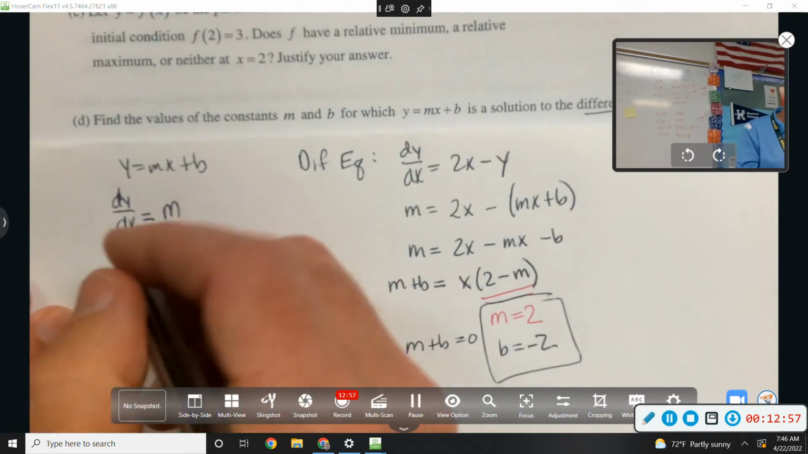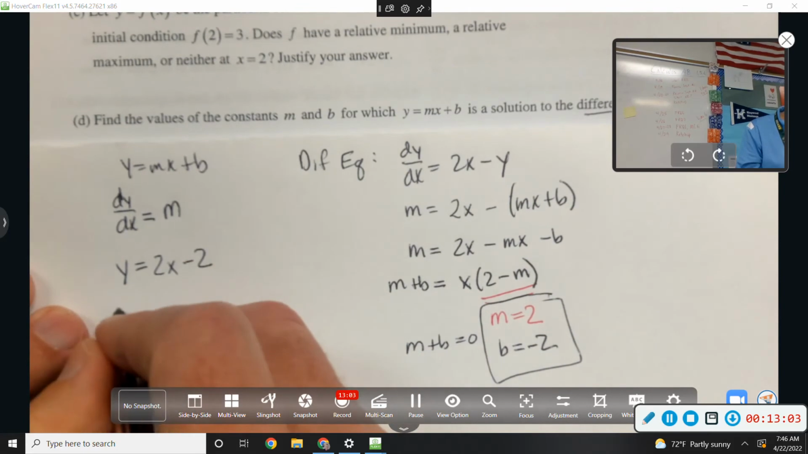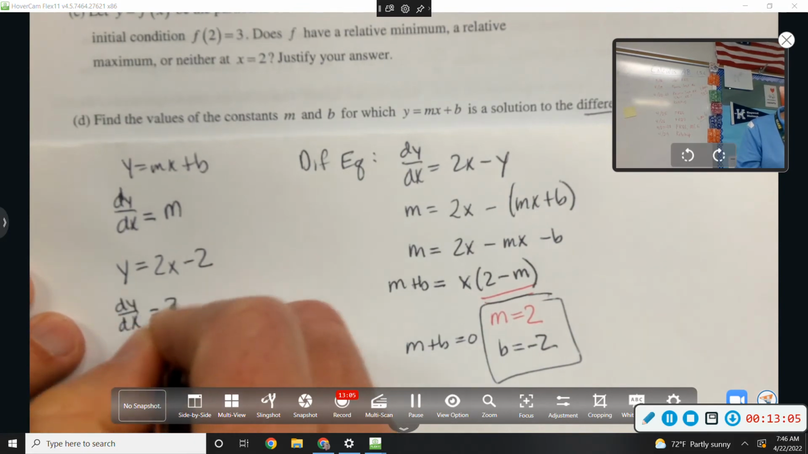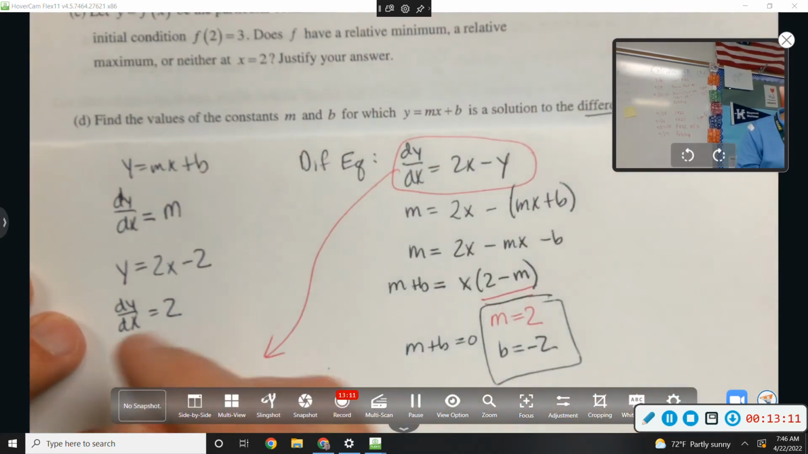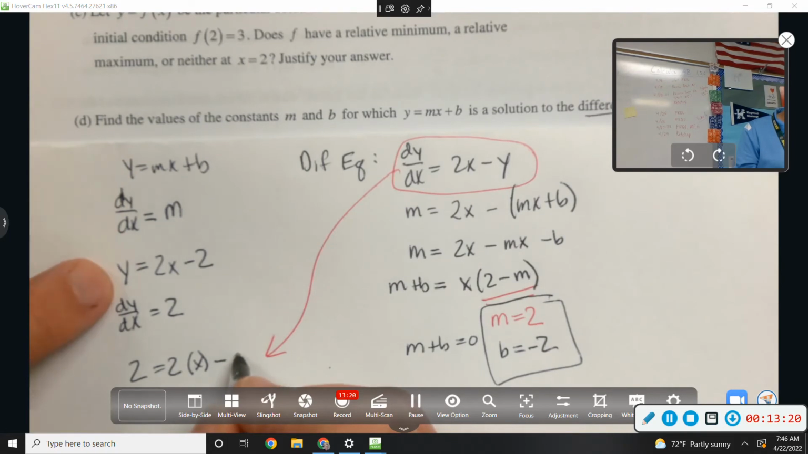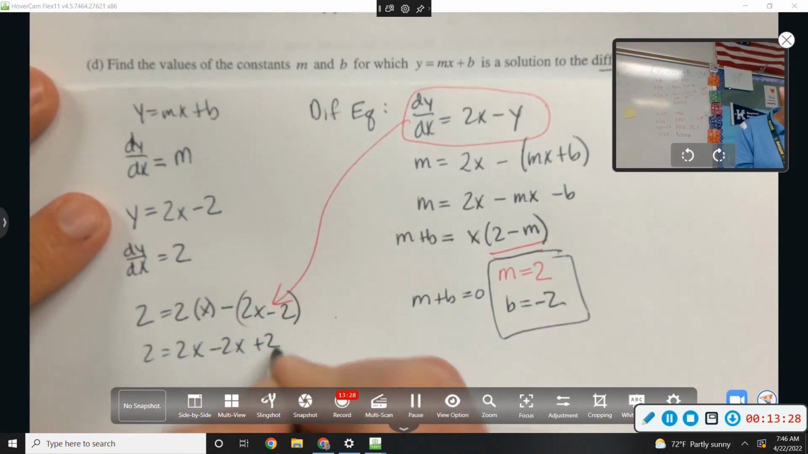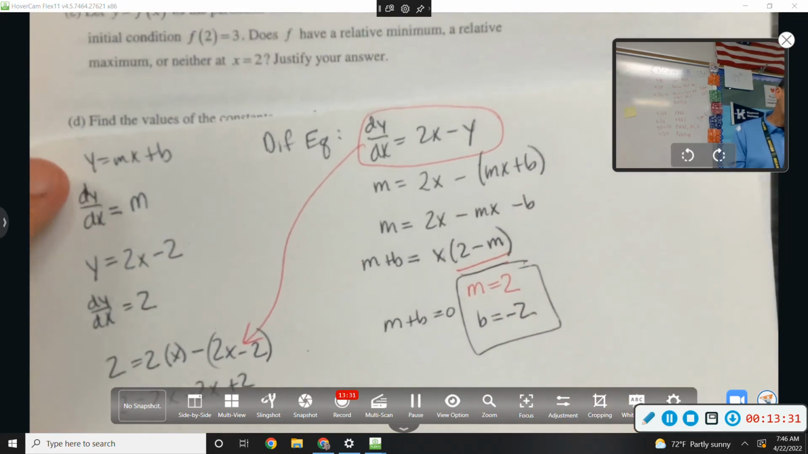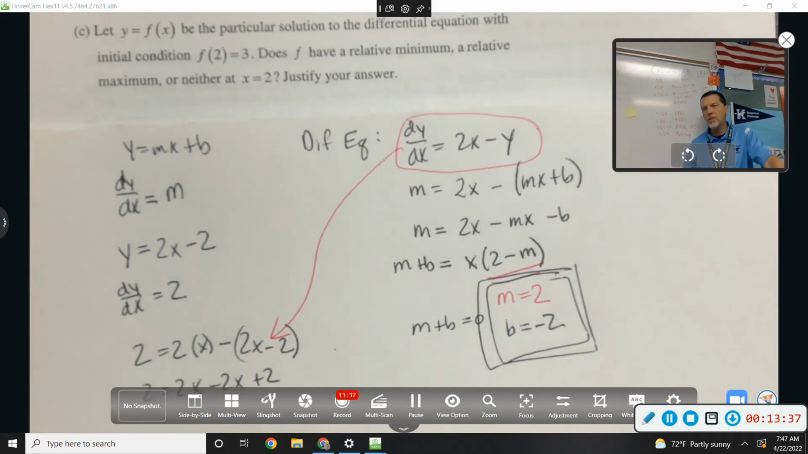It might be a good idea to go double check that. So y equals 2x minus 2. dy/dx equals 2. And then we'll check it in the differential equation they gave us. So 2 equals 2x minus y, which was 2x minus 2. 2 equals 2x minus 2x plus 2. Yep, that's true. 0 equals 0. So I feel somewhat confident about those answers.